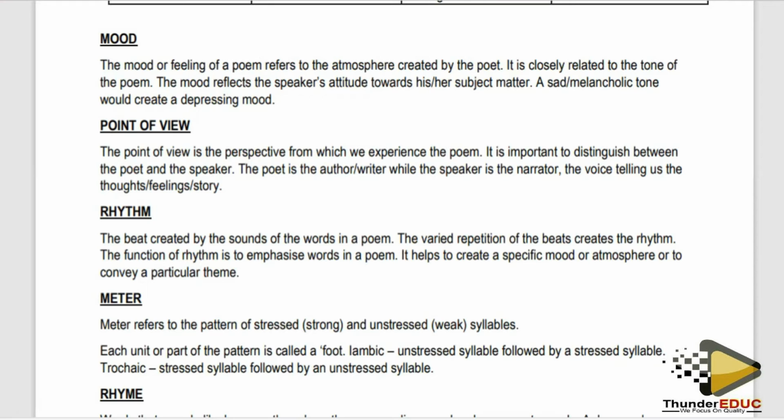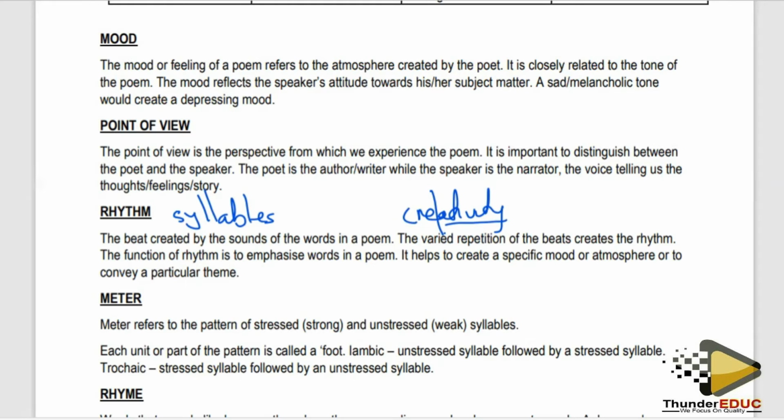Rhythm is the beat created by the sound of the words in a poem. When we're talking about rhythm, we're talking about syllables. I believe if you remember from primary school, we used to talk about how words are broken into syllables. So when we say creativity, the word is divided. There is this syllable, creativity. As a result, syllables are the ones that determine the rhythm.